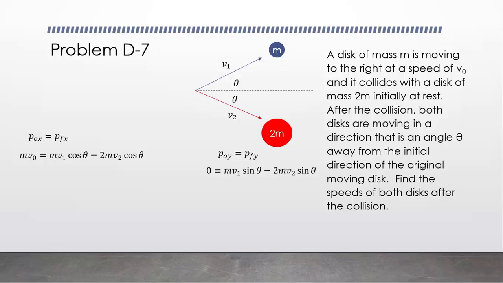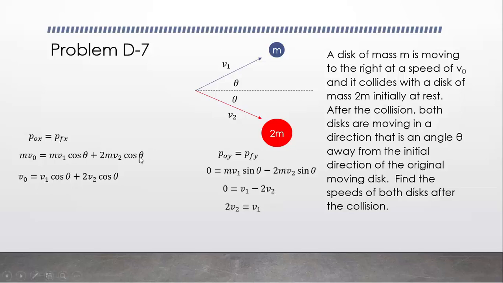So I have a system of two equations with two unknowns, v1 and v2. Let's solve them out. First thing I'm going to do is cancel out some like terms. Every one of these equations I can divide by m. On the y equation, I can also divide by sine of theta. So I could say v initial is equal to v1 cosine of theta plus 2v2 cosine of theta. Over here I can say 0 is equal to v1 minus 2v2. Now this works because the angles are both the same, and one of them is twice the mass of the other one. So this one here I can solve for v1: 2v2 equals v1.